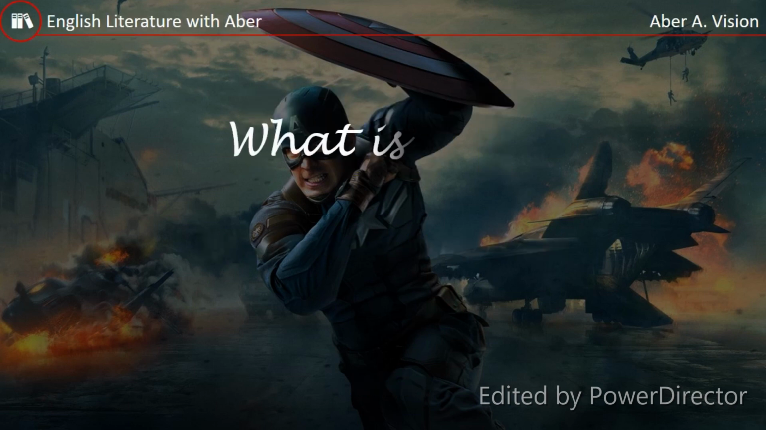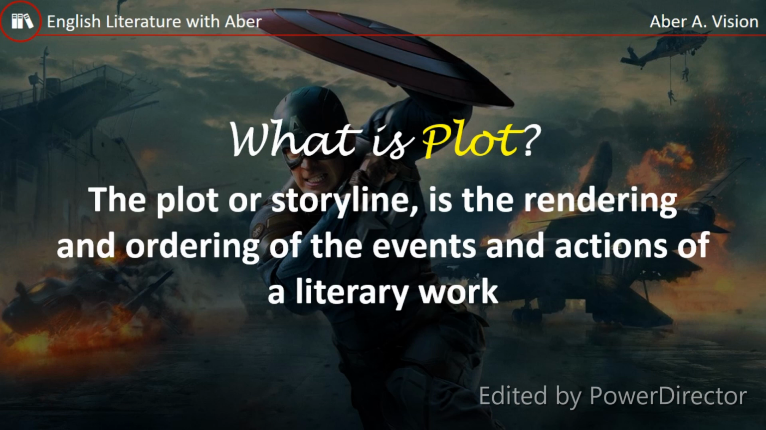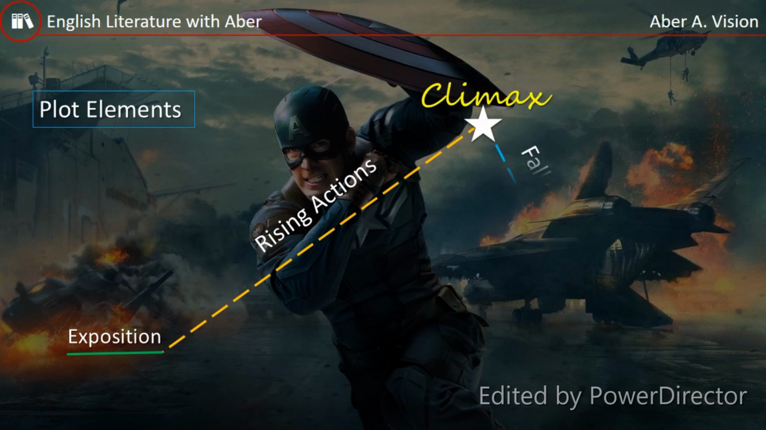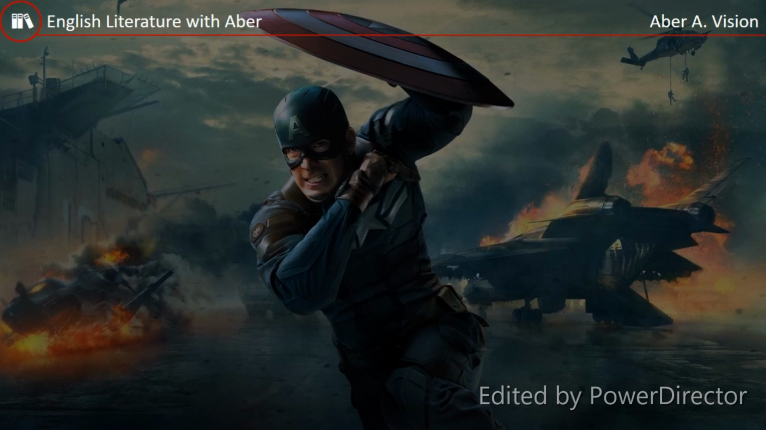What is a plot? The plot or storyline is the rendering and ordering of the events and actions of the literary work. There are 5 essential parts of plot. They are exposition, rising action, climax, falling action, and finally resolution. Now I'm going to clarify each part of the plot.